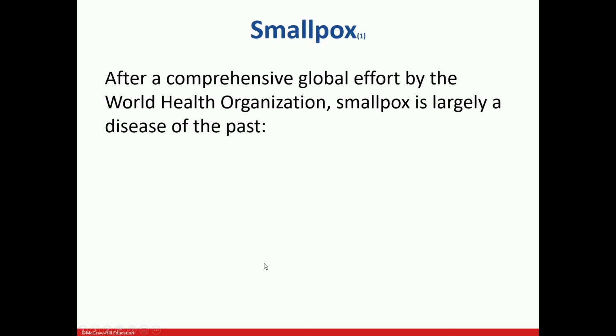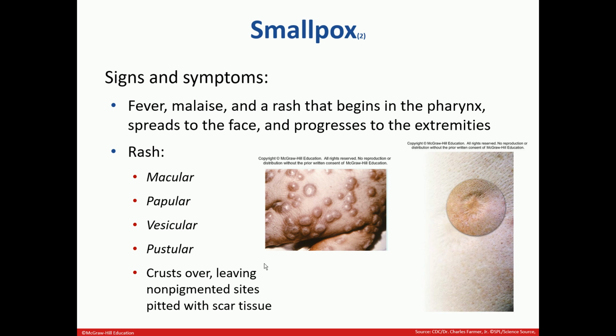Okay, smallpox is basically not really a disease anymore. It's a disease of the past now. So you can see what happens in smallpox. The rash begins in the pharynx, spreads to the face, and progresses to the extremities. The rash goes through various stages: macular, papular, and then vesicular and pustular, which means you can see skin eruptions filled with fluid, and it will eventually crust over.